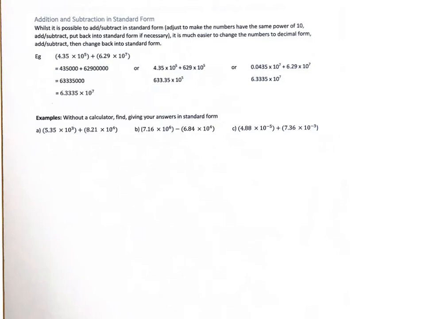For adding and subtracting in standard form, the much easier way to do this is to convert your numbers from standard form into decimal numbers, then do your adding and subtracting, and then convert back into standard form. It's a much simpler process than any other way that you can do it.